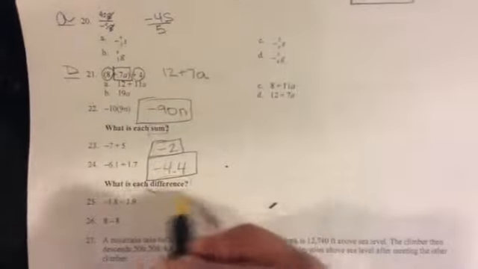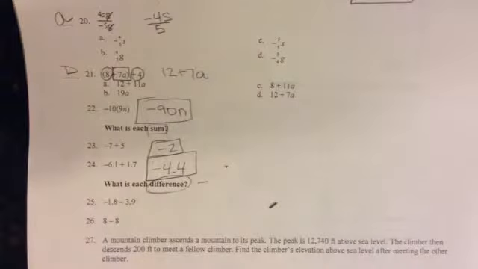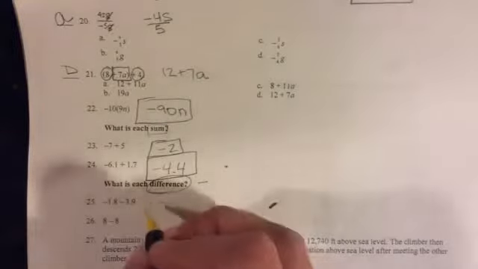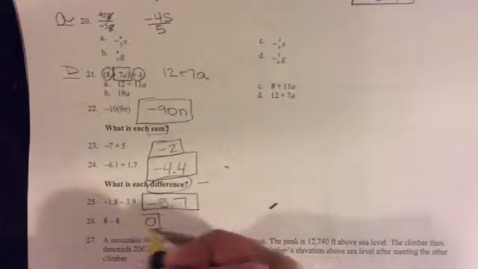When they ask you in the next set for the difference, remember from our first set of review, that means a subtraction problem. So if I have -1.8, take away 3.9, it's going to be -5.7. And if I have 8 take away 8, that's simply 0. Any number subtracted by itself is 0.